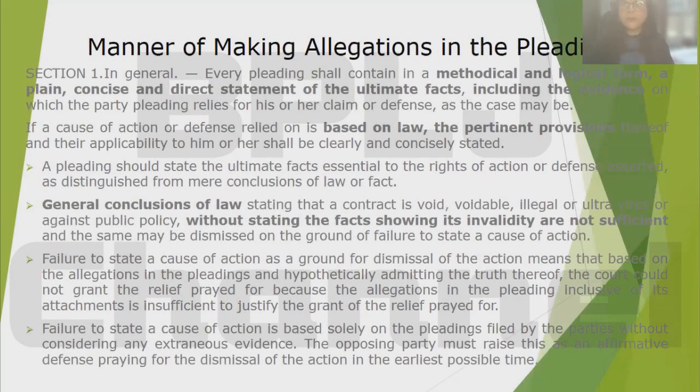Good day, everyone. Welcome again to another lecture on civil procedure. Our topic for today is manner of making allegations in the pleadings. How do you allege your cause of action, your claim, your defense, your counterclaims in a pleading?